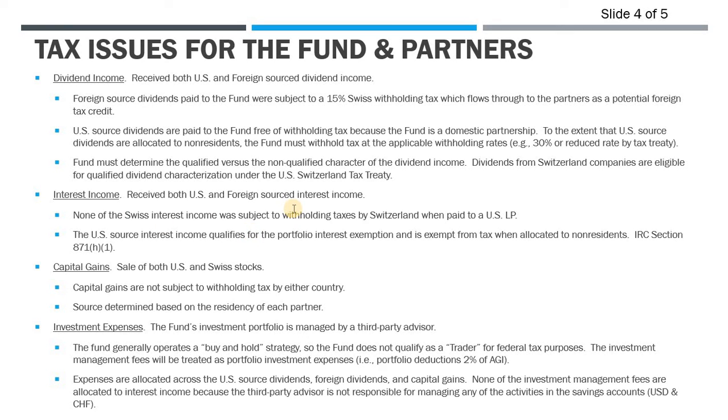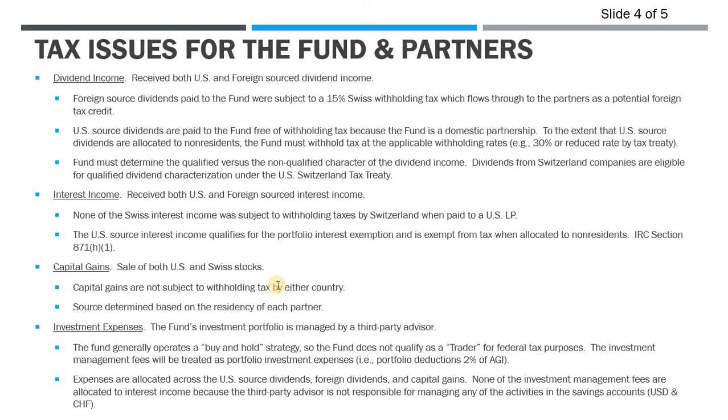So now the interest income, again, we got both U.S. and foreign source interests here. None of the Swiss interest income is subject to withholding taxes, so Switzerland lets us take that free and clear. The U.S. source interest qualifies for the portfolio interest exemption, so we have U.S. source interest income allocated to non-residents, but it's not subject to withholding tax under 871(h)(1). So not all U.S. source FDAP income is subject to withholding taxes. The dividends might be, but the interest isn't in this case.